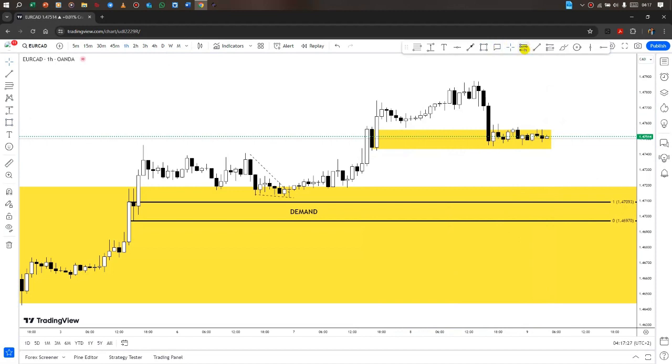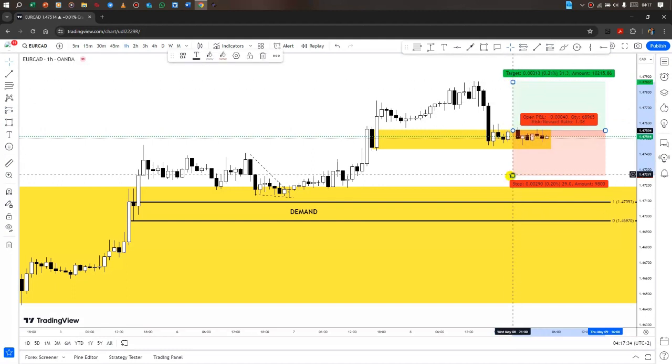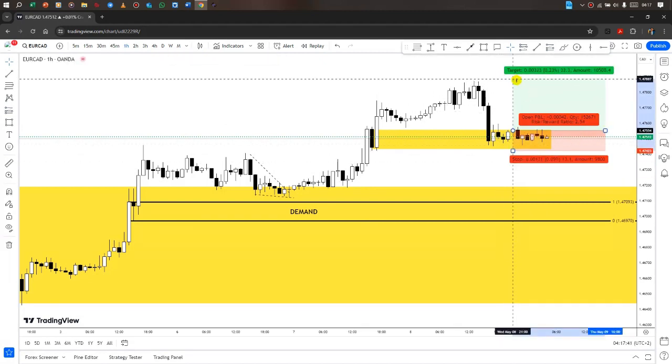Always be aware of your risk reward ratios, because our minimum risk reward ratio at Ignitive is 1:3. So as you can see here, it's approximately a 1:2 risk reward ratio.